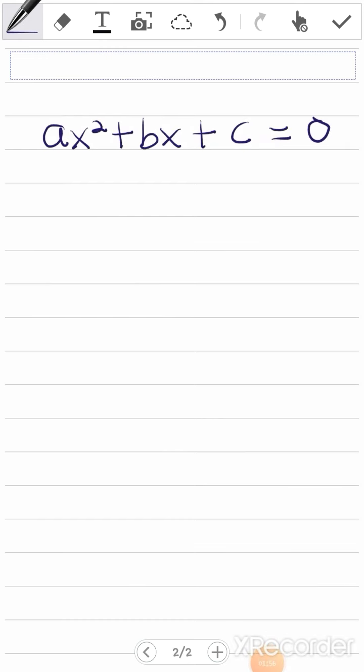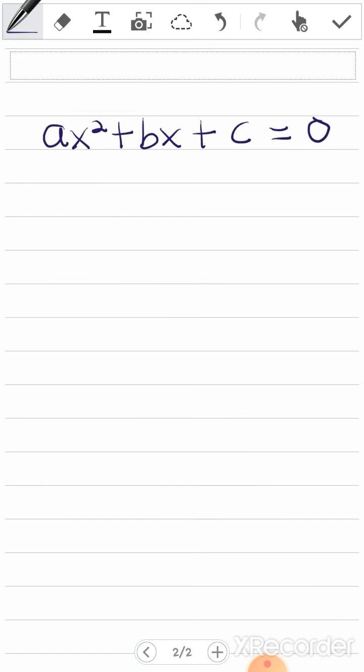This is how most of the questions they give you to factorize look. It's in this form. It's a quadratic: ax squared plus bx plus c is equal to 0. When it happens this way, there are some methods for solving this. But before that, we have to know two conditions.